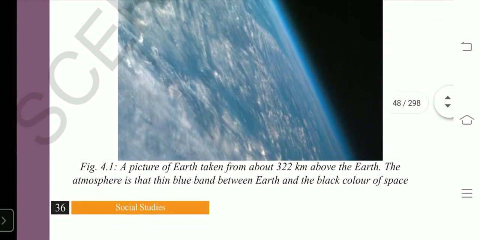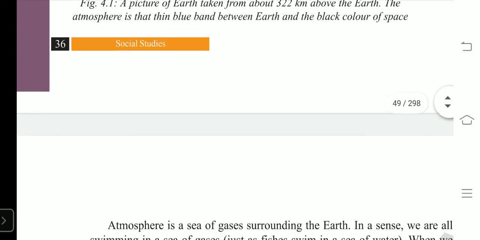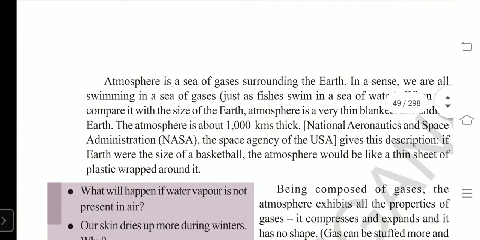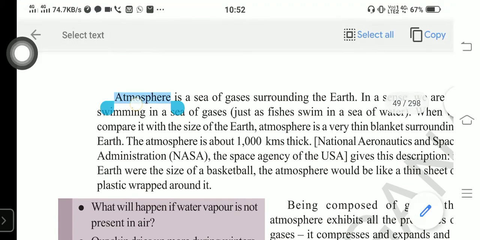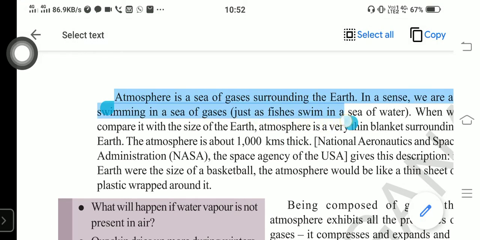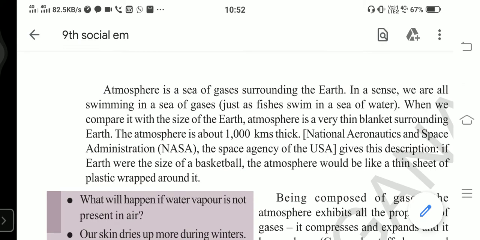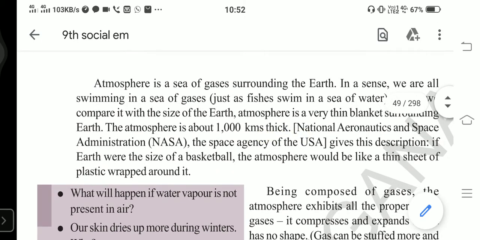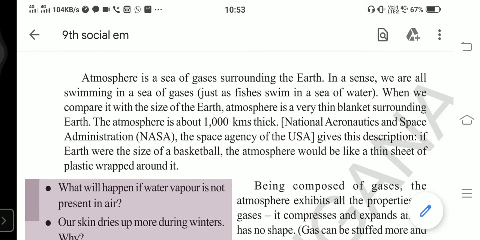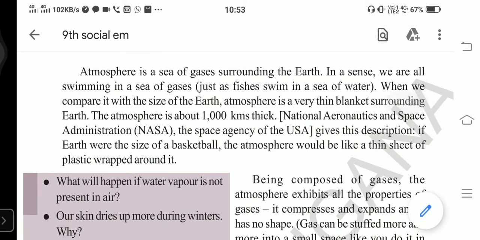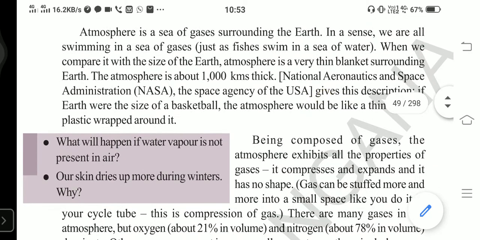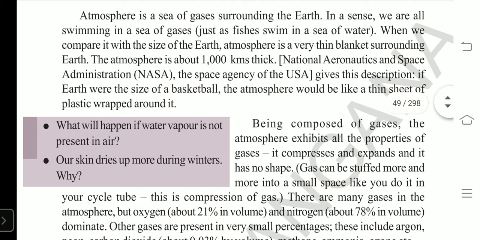What is atmosphere? It is a layer surrounding the earth. Dear students, look at it: atmosphere is a sea of gases surrounding the earth. Understand? In other words, we are surrounded by the atmosphere in all directions. Just as a fish swims in the sea of water, we are moving on the earth surrounded by atmosphere. It is a very thin blanket surrounding the earth.